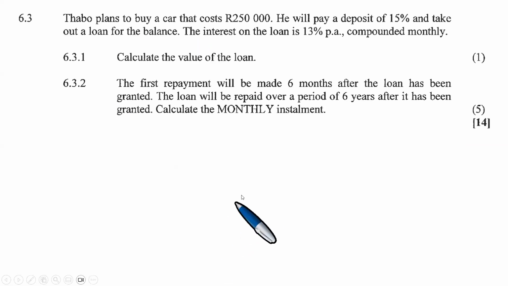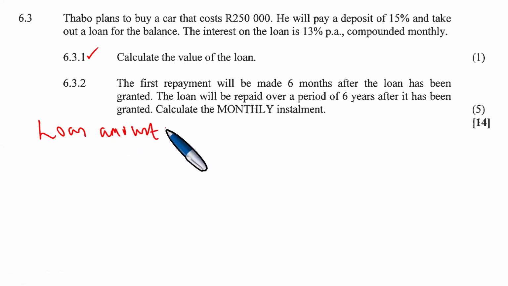Okay. Yes, please, Tando, what do you think? What is the value of the loan? I got 212,500. Okay. Well done. How did you get it, Tando? That's correct. He said he will pay a deposit of 15%. Yes. 15% of 250,000 is 37,500. So I subtracted 37,500 from 250,000. Okay.